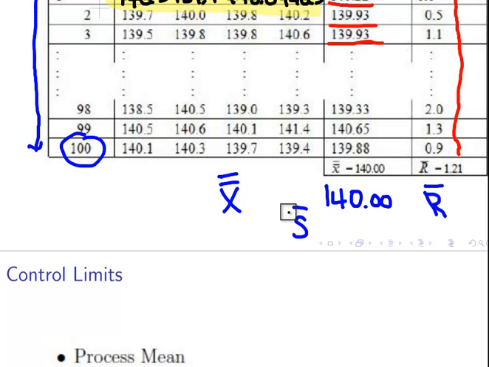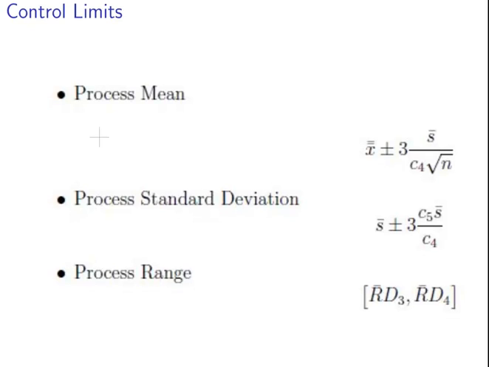So in this data set, we have X double bar as 140, and R bar is equal to 121. Separately, it's not actually given in this data set, but I'm just going to set the mean of the standard deviations, S bar, as 0.20. Now, what we're going to do is calculate these control limits. The first one is the control limits of the process mean. This is the X bar chart.